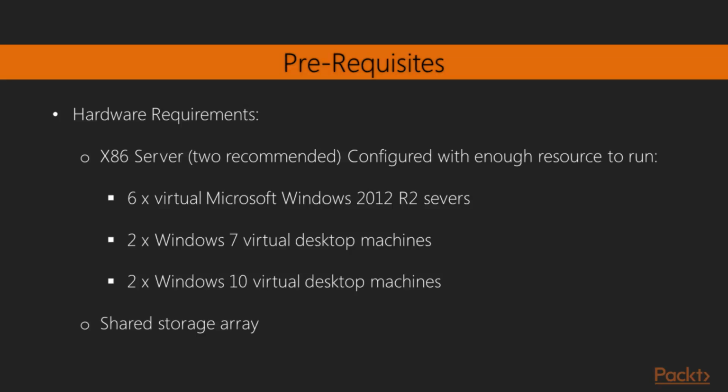To run the example lab, you will need to have the following hardware in place. x86 servers, 2 recommended, and configured with enough resource to run 6 virtual Microsoft Windows 2012 R2 servers, 2 Windows 7 virtual desktop machines, and 2 Windows 10 virtual desktop machines. It's also recommended to have a shared storage array, however you can use the internal storage on the ESX host servers if you need to.